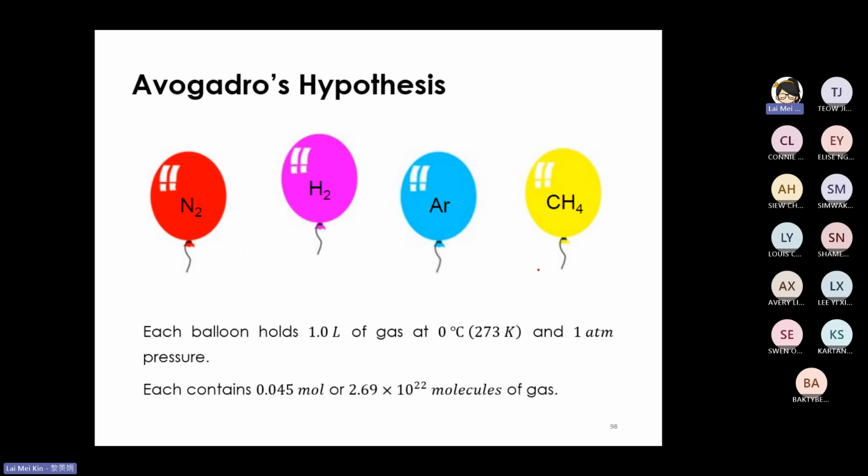Next, I have different gases: nitrogen, hydrogen, argon, methane gas. And I tell you, all of these gases have 1 liter at 0 degrees Celsius, 1 atm. Again, what condition is this? STP. At STP, 1 mole of gas will always occupy 22.4 liter. And remember, 22.4 liter means 22.4 decimeter cube. 1 mole of gas, 22.4 liter.